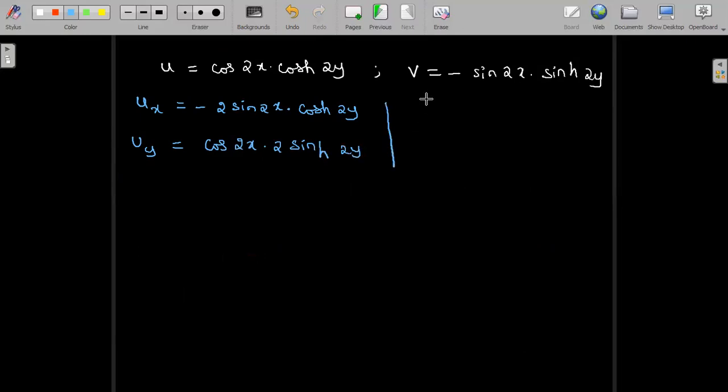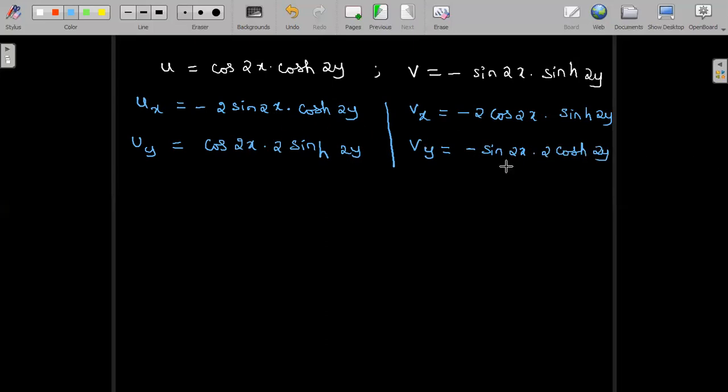Right. In the same manner, now we can obtain Vx and Vy. So let us find out Vx. Vx is the differentiation of sine 2x, which is minus as it is. So differentiation of sine 2x is 2 into cos 2x, keeping sine hyperbolic 2y as it is. Similarly, Vy is, with respect to y, when I differentiate, minus sine 2x as it is, differentiation of sine hyperbolic 2y is 2 into cos hyperbolic 2y.